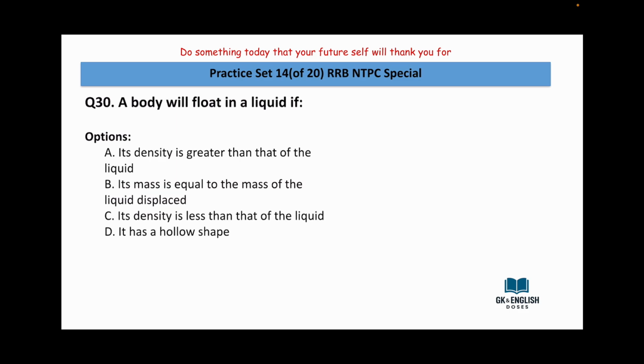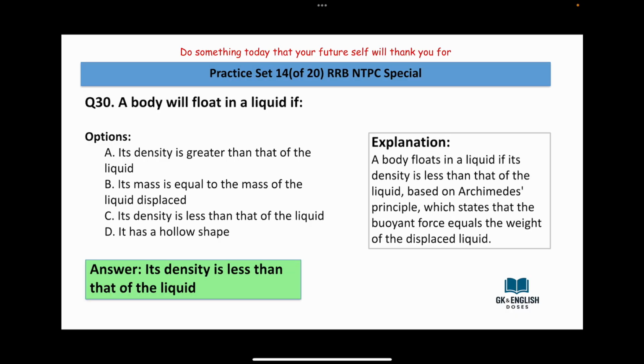A body will float in liquid if its density is greater than that of the liquid, its mass is equal to the mass of the liquid displaced, its density is less than that of the liquid, it has a hollow shape. And the answer is its density is less than that of the liquid. So a body floats in the liquid if its density is less than that of the liquid, based on Archimedes' principle, which states that the buoyant force equals the weight of the displaced liquid.